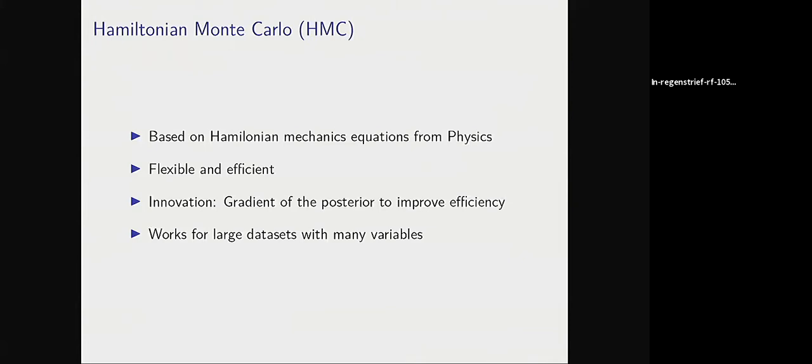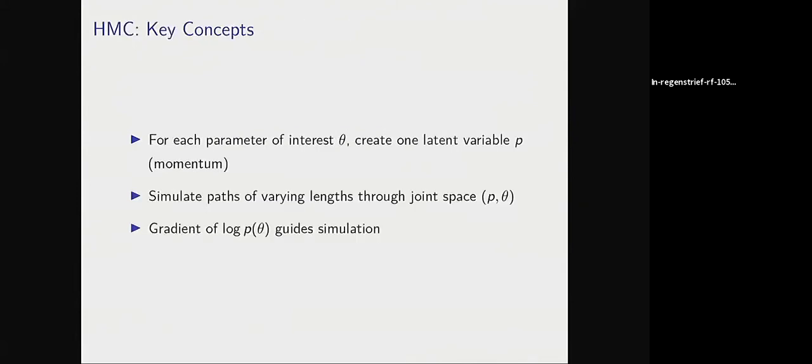And what that helps us do is, in high dimensional space, when there are a lot of parameters and a big data set, it helps to quickly guide the simulation into the region where we need to sample the posterior most efficiently. So it works for large data sets with many variables, which is part of our impetus for designing this software. Now, a couple of key concepts about Hamiltonian Monte Carlo. Just like in any Bayesian analysis, we have a parameter of interest or multiple parameters of interest, which we can call theta. For each of these parameters of interest, we create an auxiliary or latent variable called p.